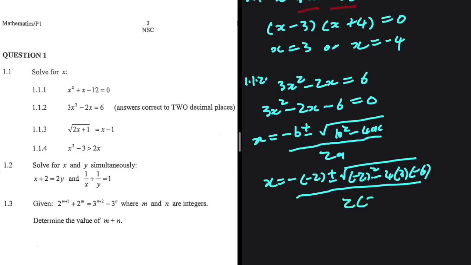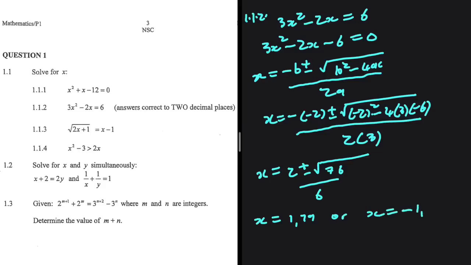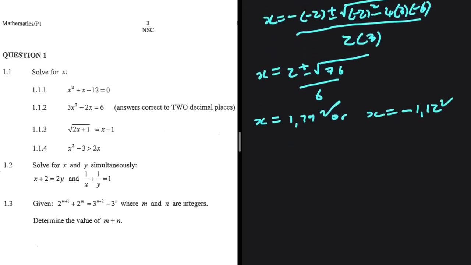We know that a is 3. So x will be equal to minus multiplied by minus 2. That will be plus 2, plus or minus the square root of b squared minus 4ac. 4 plus 72 is 76. Everything divided by 6. So x is equal to 1.79 or x is equal to minus 1.12. When you substitute these values of x back into your equation, it's going to be satisfied. You're going to get 6 on both sides.